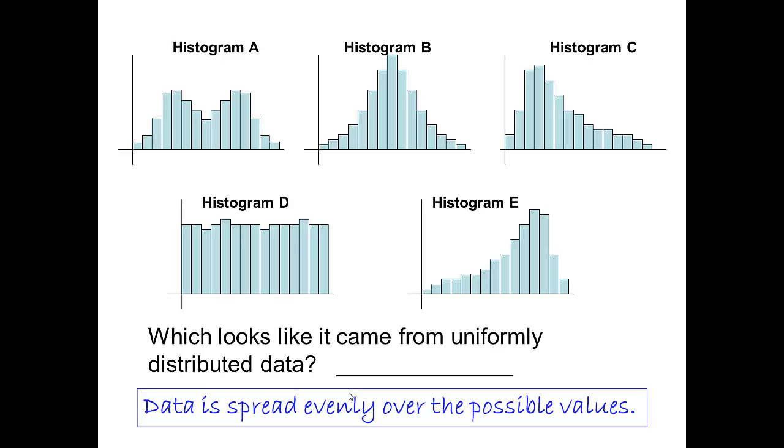Which histogram looks like it came from uniformly distributed data? Data is spread evenly over all the possible values. That would be histogram D. Notice how all the heights are very uniform in frequency. Not exactly, but close, and the data remains the same as we look at it from left to right.